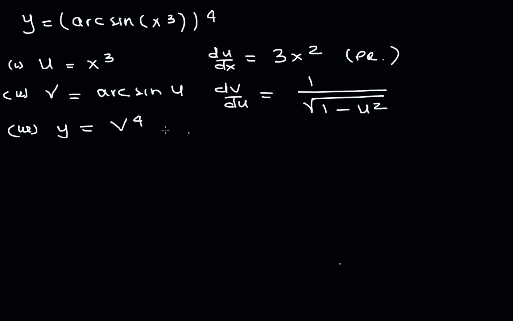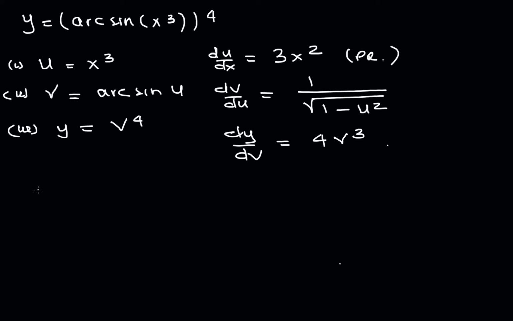Then what is the derivative of this one? We're going to use the power rule. So dy/dv is equal to what? It's going to be 4v^3. So we've got our derivatives 1, 2, 3, right? And so now, you know the chain rule.